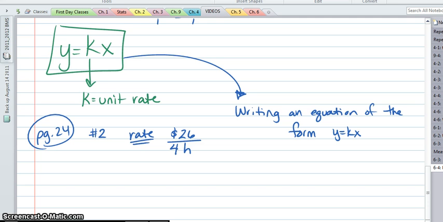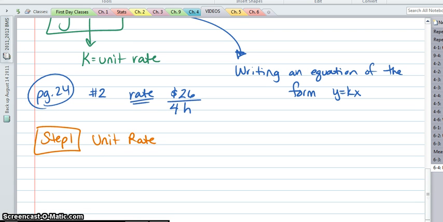First of all, I need to create a unit rate. So step 1, find the unit rate if you don't have one already. So instead of $26 for every 4 hours, let's go ahead and divide, and when we do that we find that she earns $6.50 per 1 hour. So calculate that unit rate.